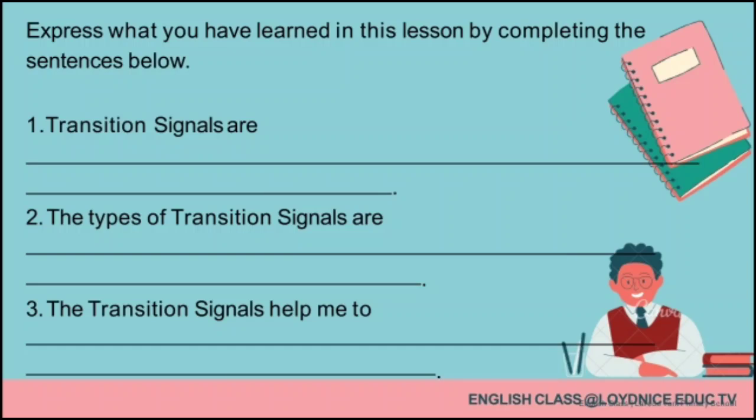Now this time, I want you to express what you have learned in this lesson by completing the sentences below. 1. Transition signals are. 2. The types of transition signals are. And 3. The transition signals help me to.